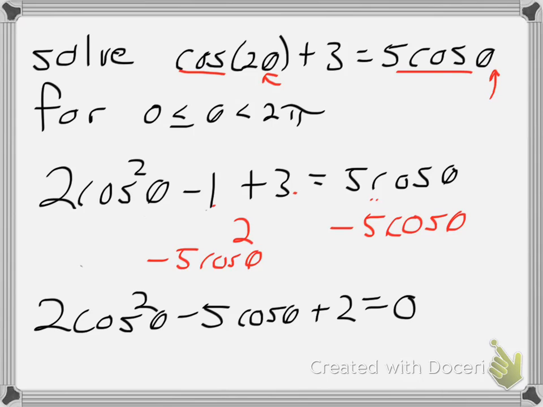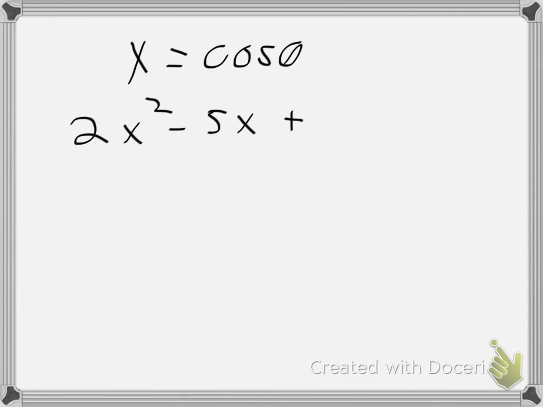Now that I have the same trig function, I can look at this in the same way I would look at a quadratic function. Thinking of it that way may make it easier to understand how we can solve this, because having the cosine is kind of cumbersome. If I were to substitute and instead say x is equal to cosine of theta, this is equivalent to 2x squared minus 5x plus 2 equals 0.